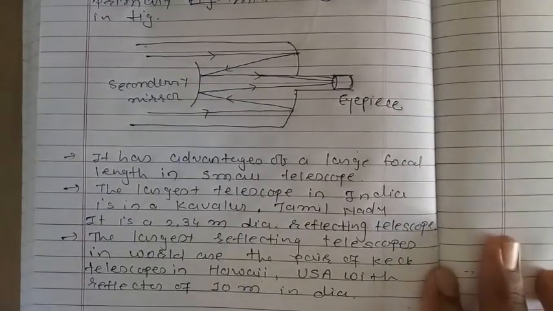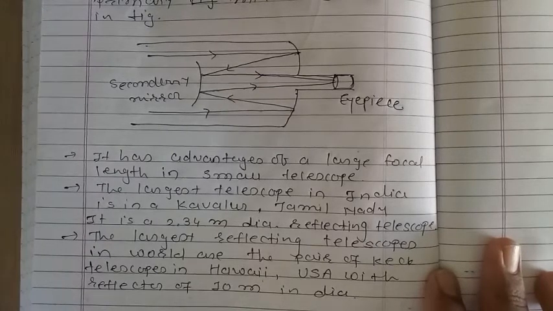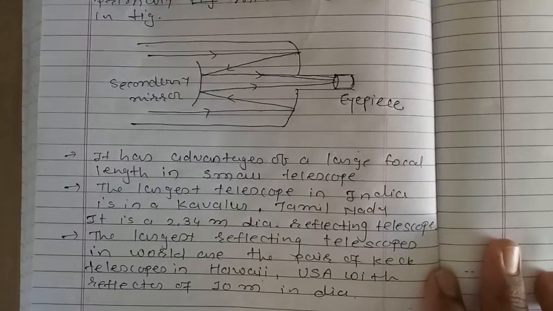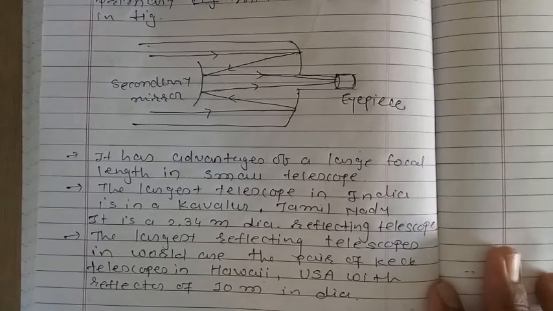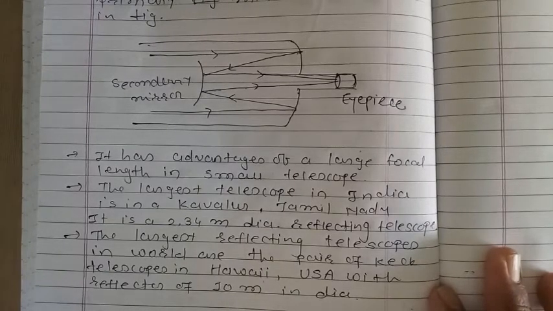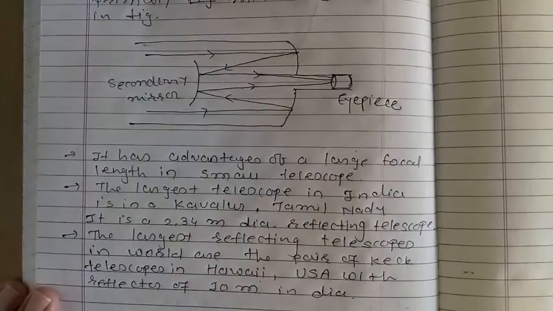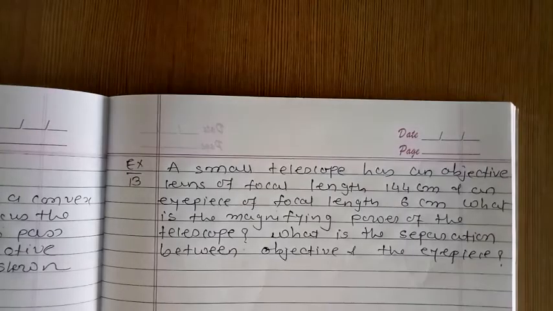So the largest telescope in India is in Kavalur, Tamil Nadu, having 2.34 meter diameter, and the largest reflecting telescope in the world in USA, in Hawaii, having a reflector of 10 meter. Right. Now we discuss some examples. See, example number 13.